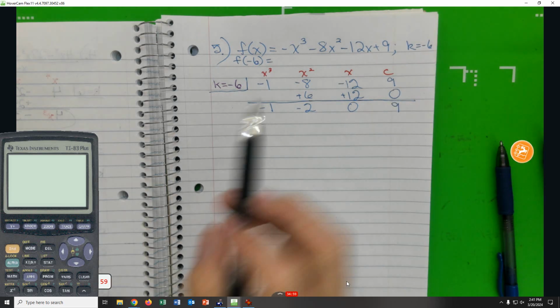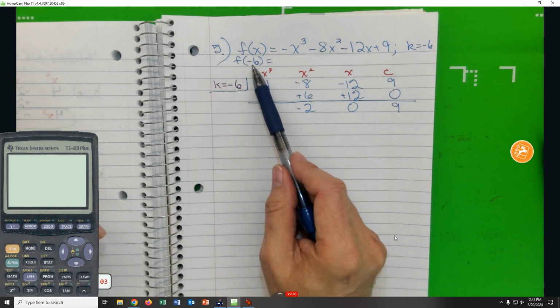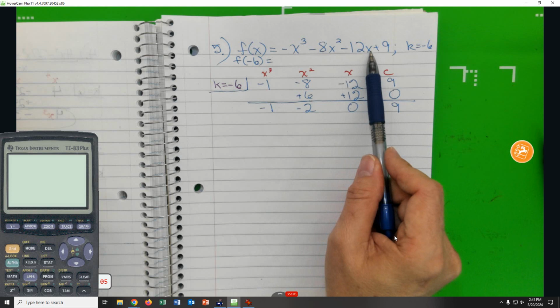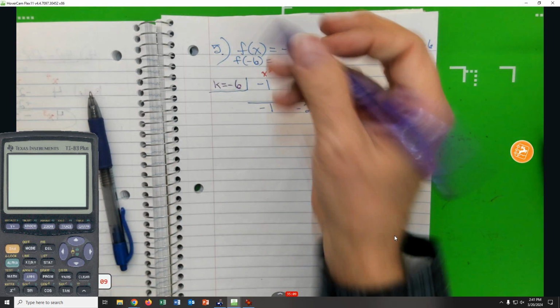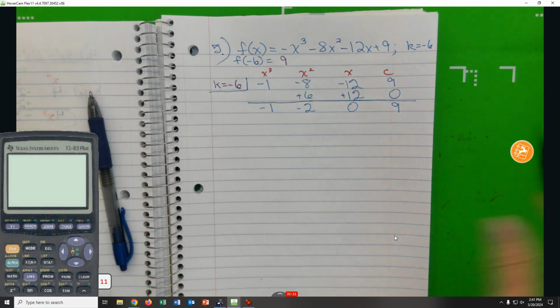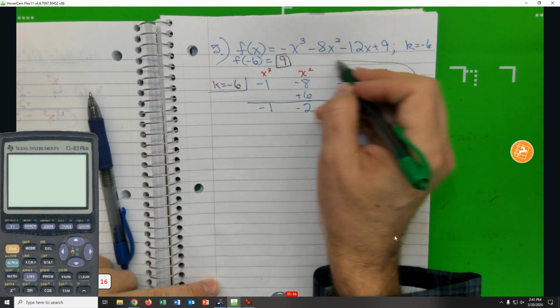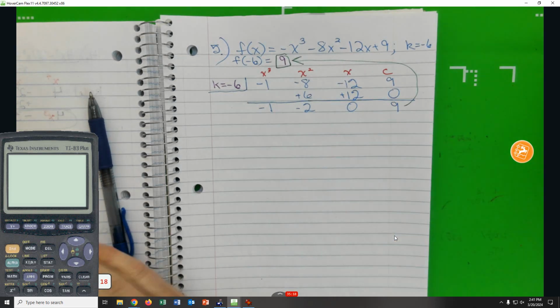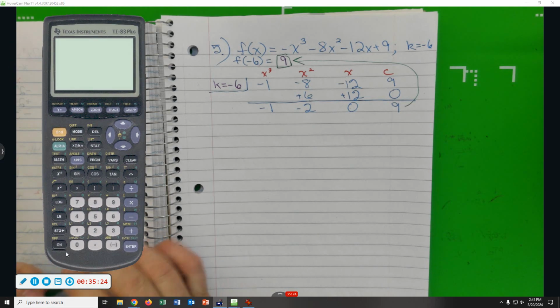9. And which number here is the answer? 9. If you plug negative 6 into every one of those x's there, you would get the answer 9. That 9. So why don't we just plug it in? We could have, you could just plug it in, okay? As I said, the remainder theorem is not that important.